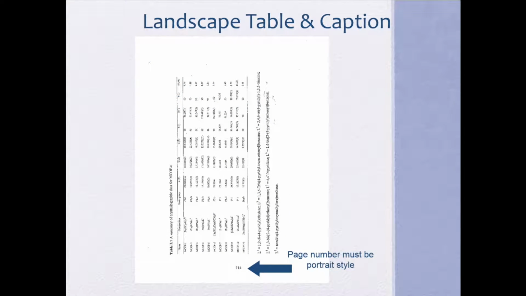Here is an example of a landscape table. The important thing to note here is that though your table is landscape, your page number still needs to be portrait style, and your margins still need to be 1.5 inches on the top and the left and 1 inch on the bottom and right when the page is looked at in portrait style like this. So again, we have a template on our website that already has a landscape page with a portrait page number built into it. So please use that resource if you need to do that.